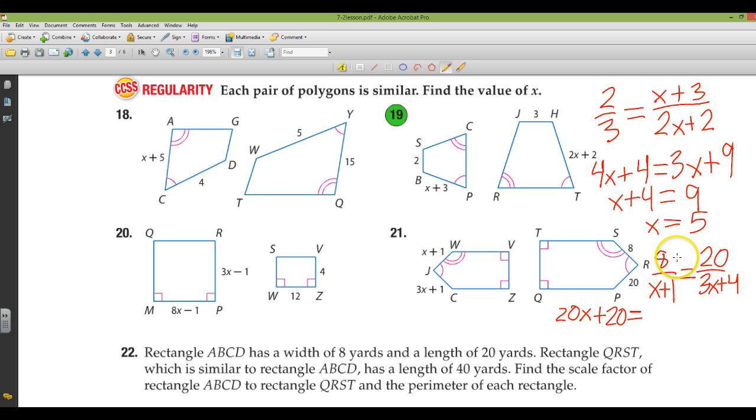and 8 times this quantity, so 8 times 3x is 24x, and 8 times 4 is 32. Then subtract 20x from both sides, so we get 20 is equal to 4x plus 32.